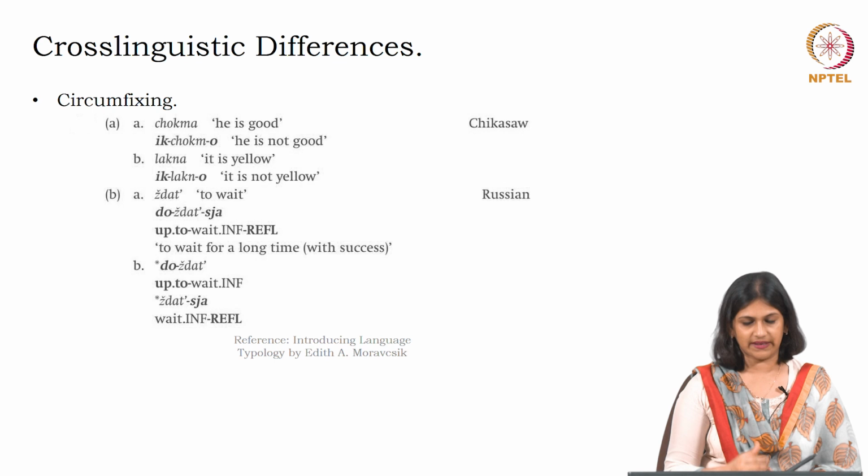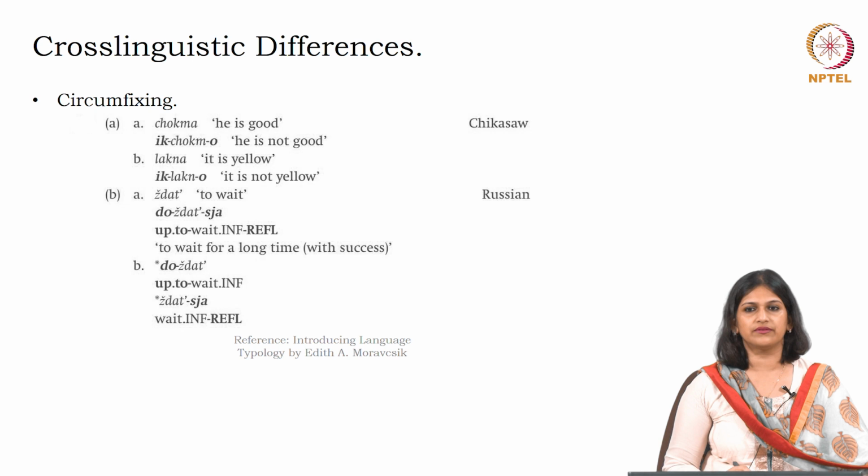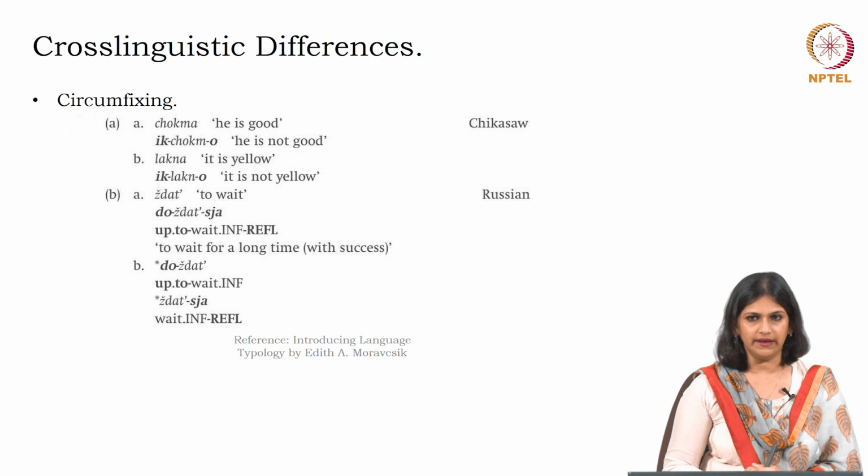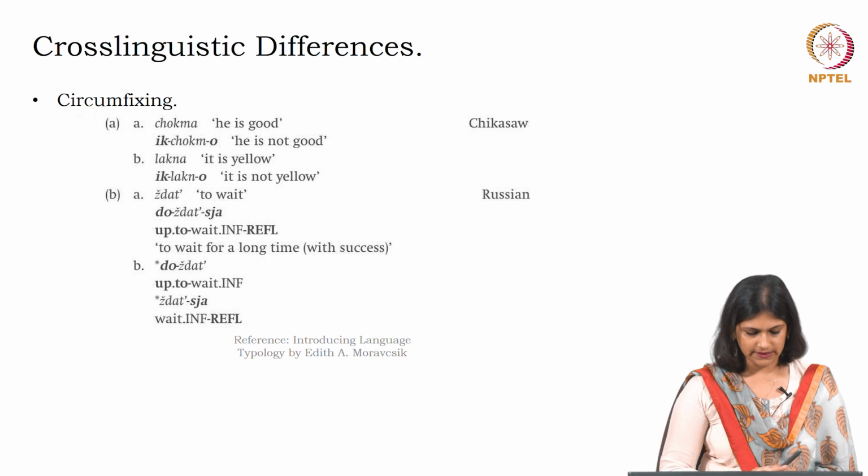This is also not a very commonly found linguistic phenomenon. Like infixing, circumfixing is also not widely available, right? Look at the data. So this is the language Chickasaw, and the other language that we have is Russian. These two languages have circumfixation, right? So what does it mean?